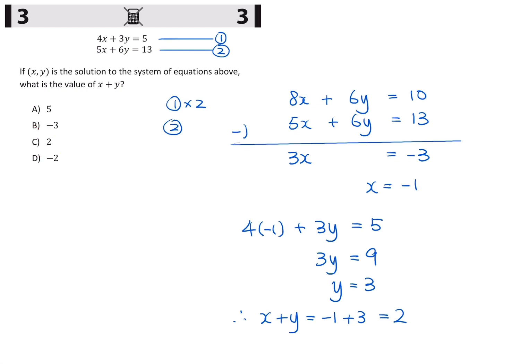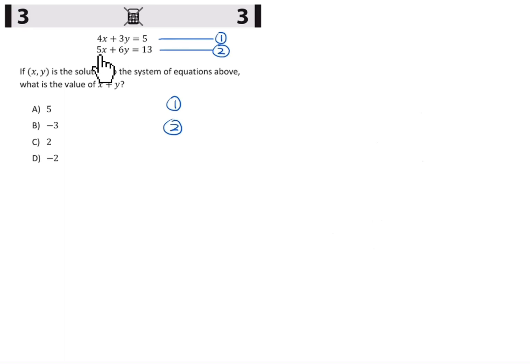Of course, there's nothing sacred about the variable y, so I'm going to do the same question by eliminating x this time. I'm going to multiply 5 to the first equation and 4 to the second equation. By doing so, the first equation becomes 20x plus 15y equals 25. Multiplying 4 to the second equation, we get 20x plus 24y equals 13 times 4, which is 52 on the right-hand side.